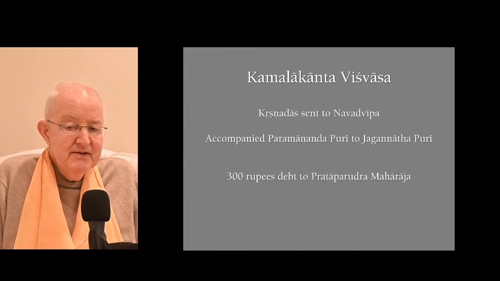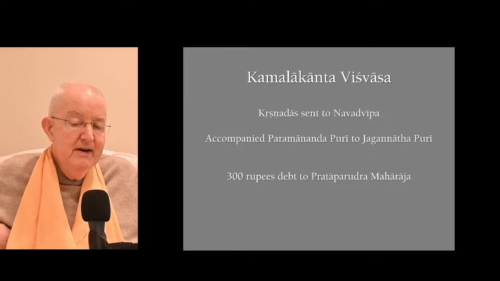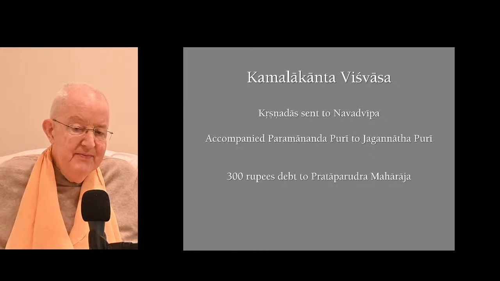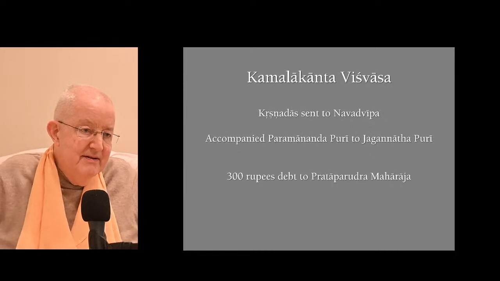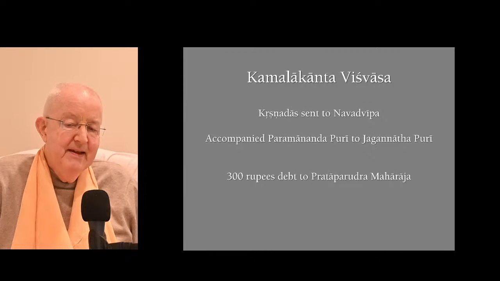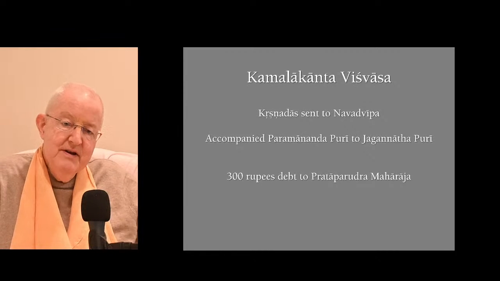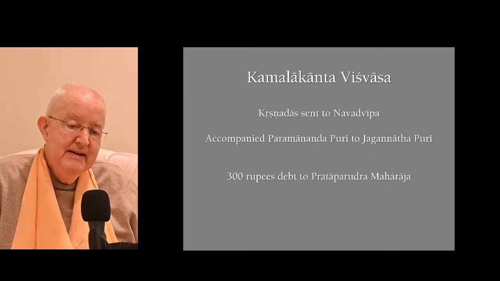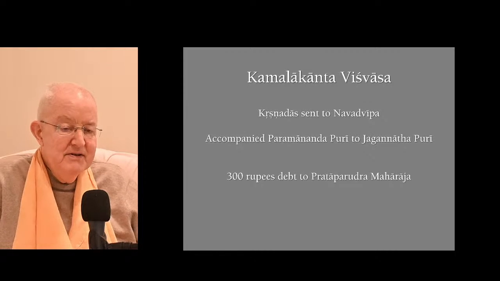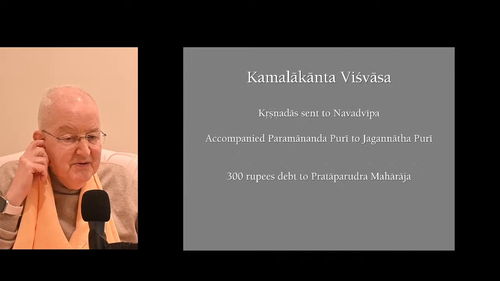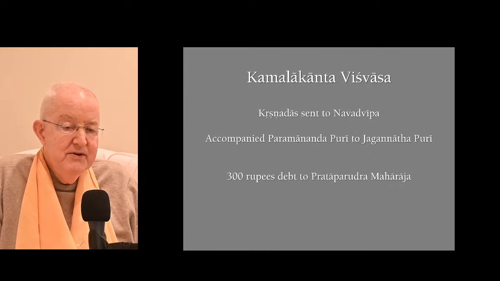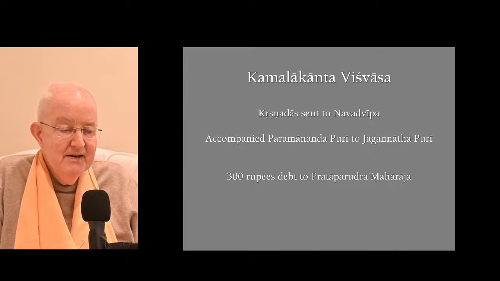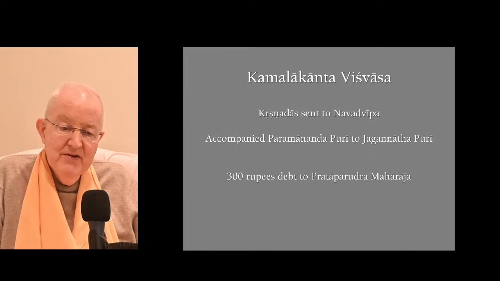And when Kamalakanta Vishwas and Paramananda Puri reached Jagannath Puri, Kamalakanta sent a note to the king. It's a nice pastime. And the note said, Advaitacharya is Mahavishnu, and please forgive him of this debt that he has to you, 300 rupees. So it doesn't say how. In fact, it says no one knows how. But that letter to the king instead made its way to Lord Chaitanya's hand. And Lord Chaitanya was really unhappy.